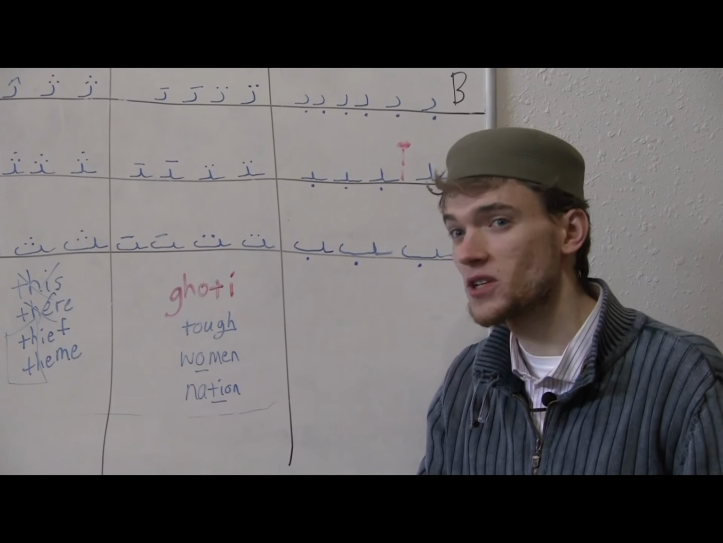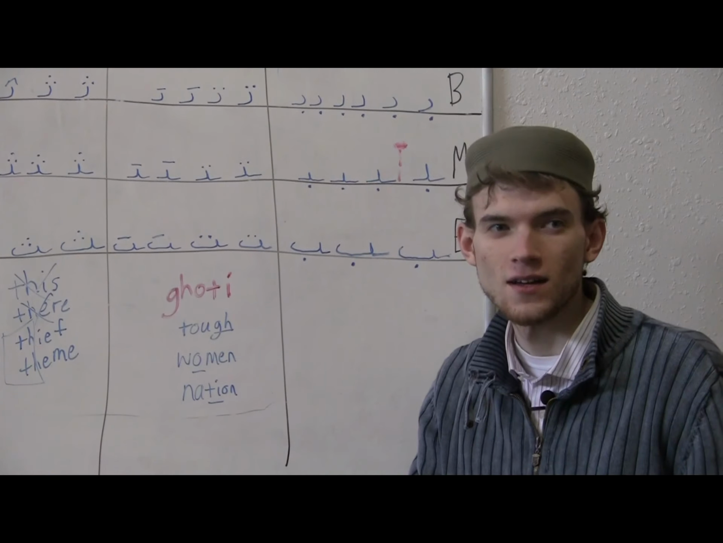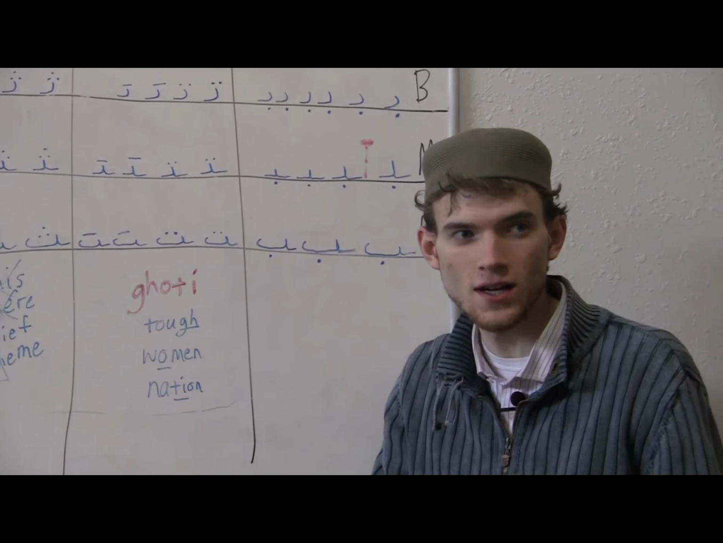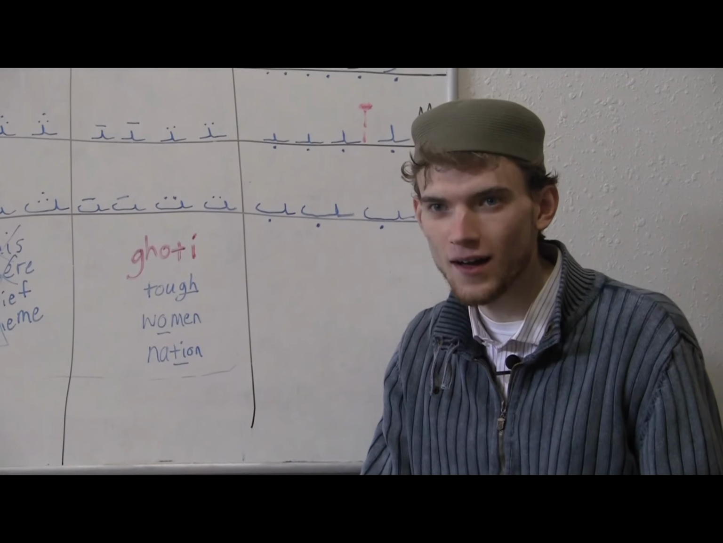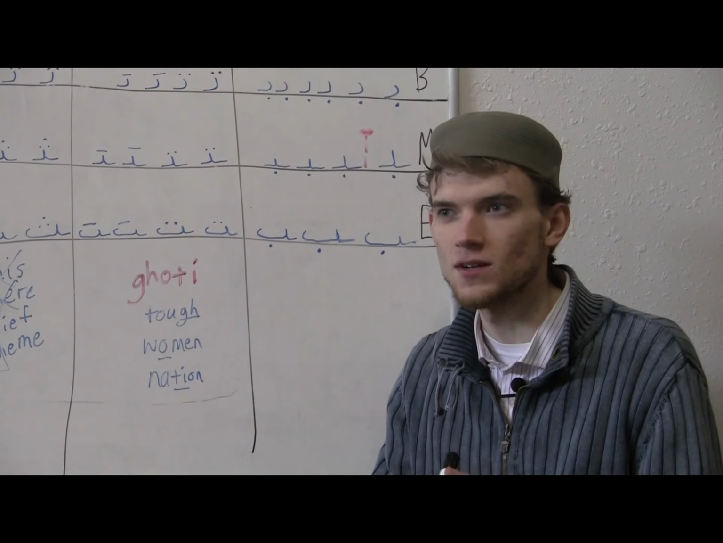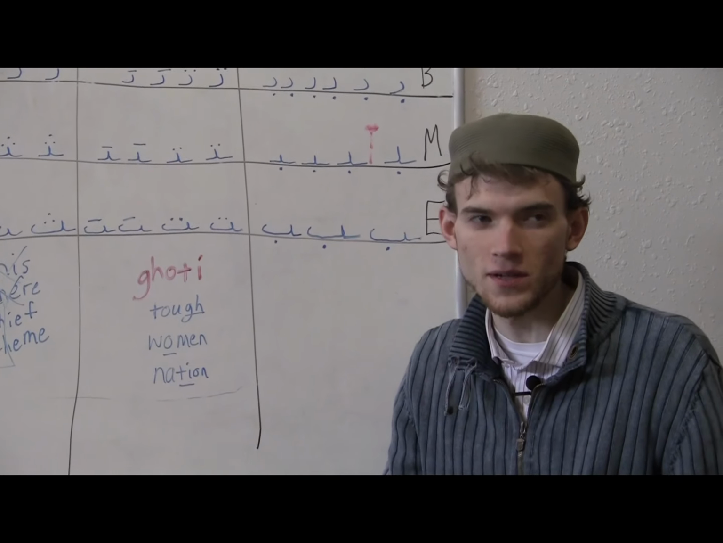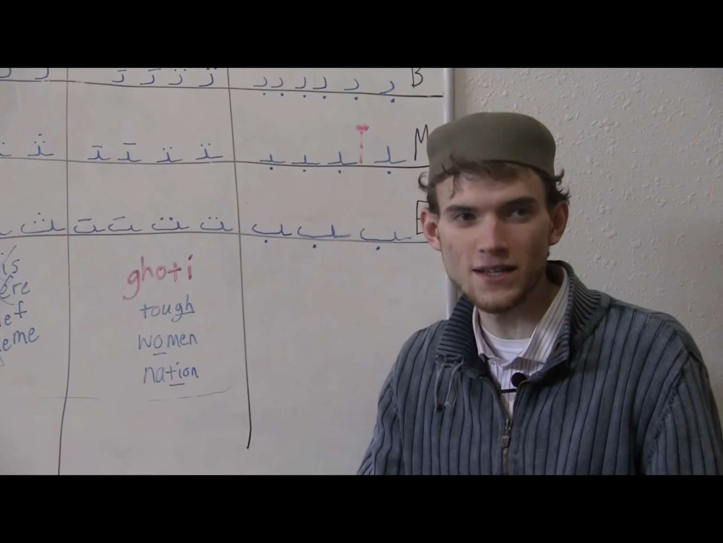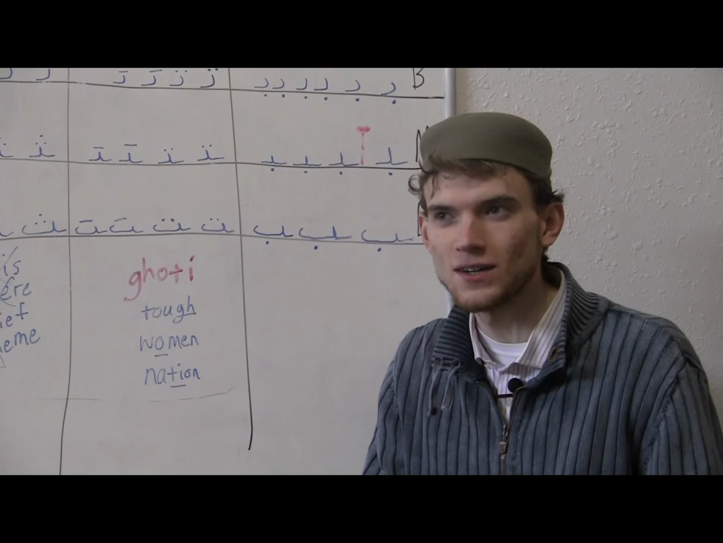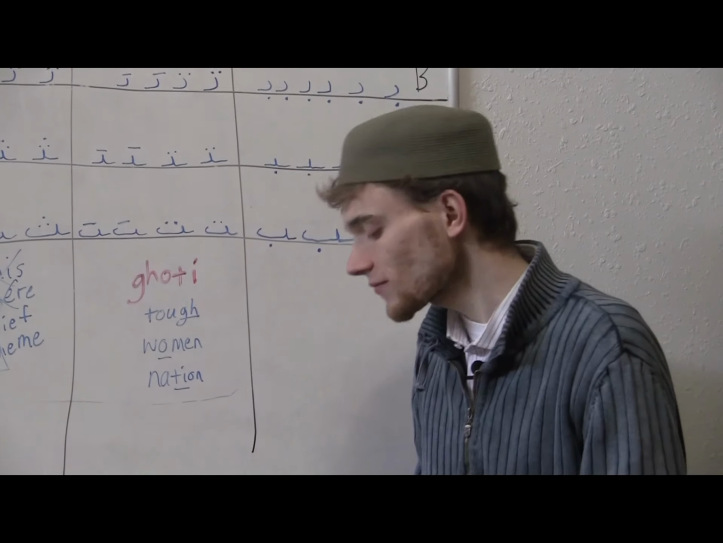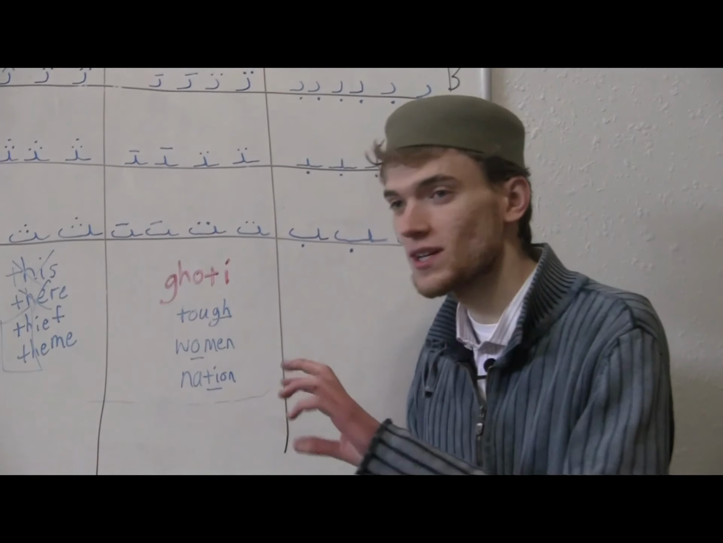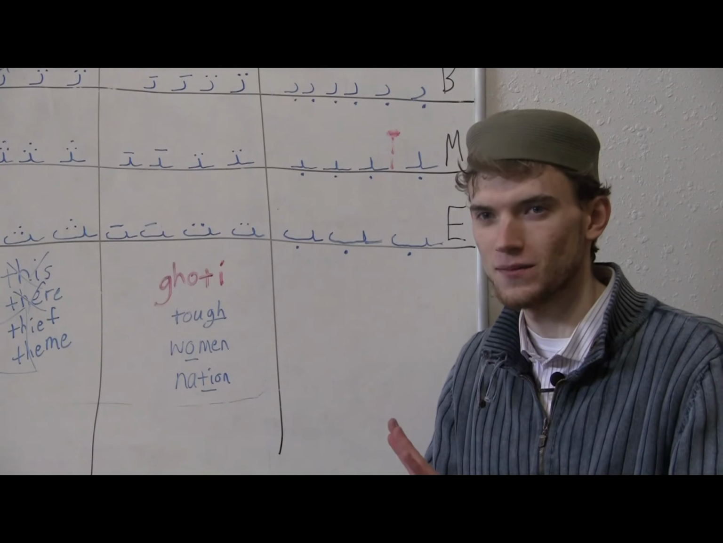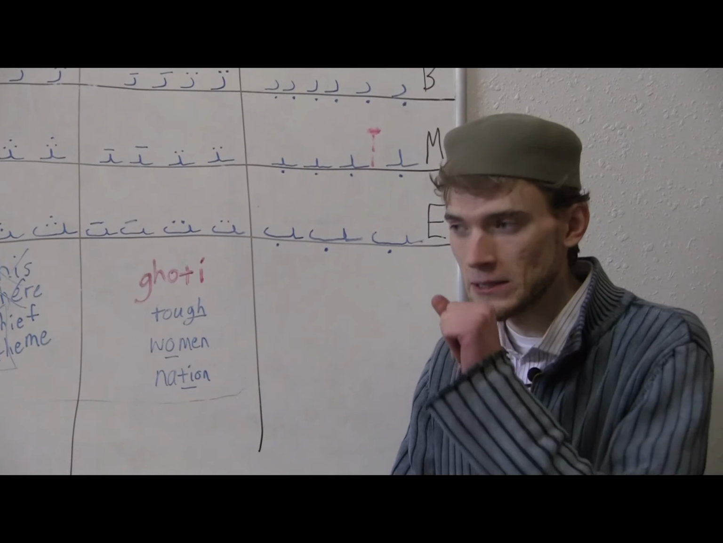Ch could be cha, could be ka, could be sha, could be kha, like the German composer Bach, or the Loch Ness monster, Loch Ness, right? Anyway, in Arabic, you get what you see. You see a letter, you know how to pronounce it.